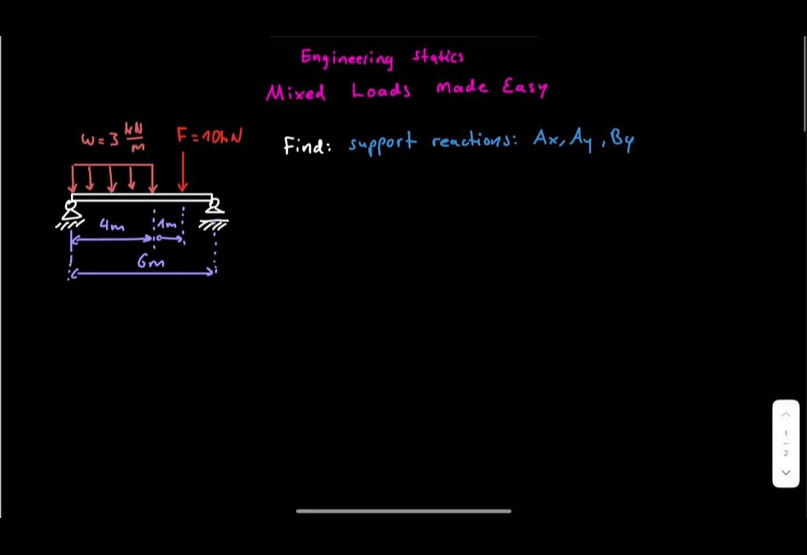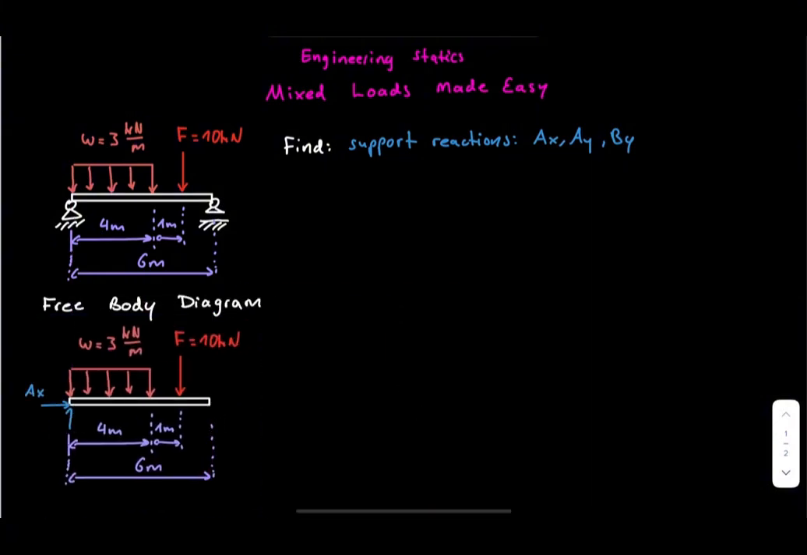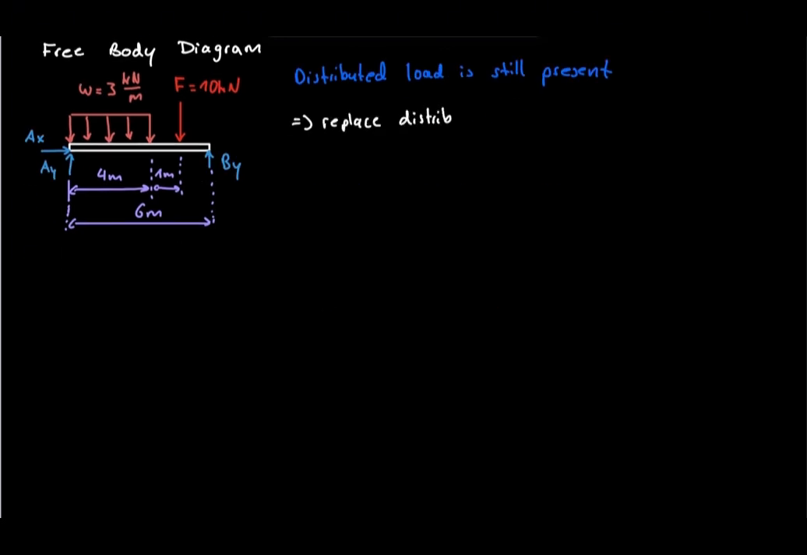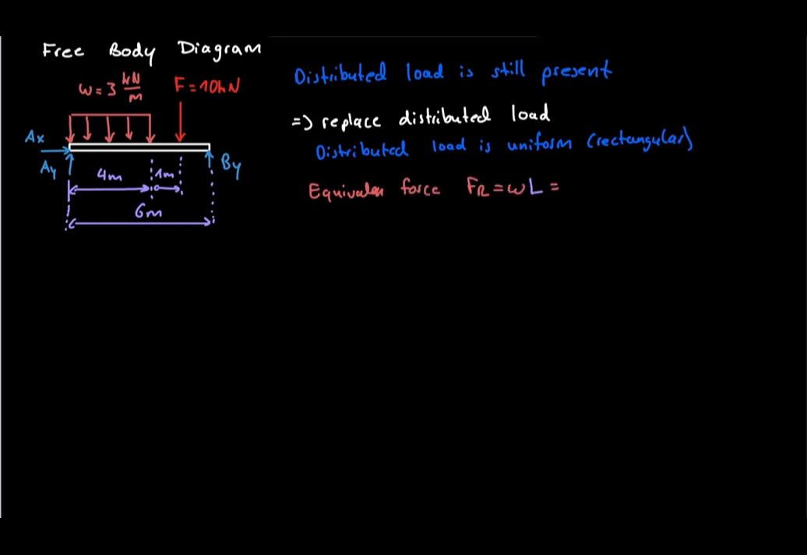We begin with the free body diagram. The unknown reactions are Ax, Ay, and By. Before writing any equilibrium equations, we replace the distributed load with an equivalent force. Since the load is rectangular, the equivalent force equals the area under the load diagram. Therefore, the equivalent force equals W times L. Substituting the values gives 3 times 4, which equals 12 kilonewtons.